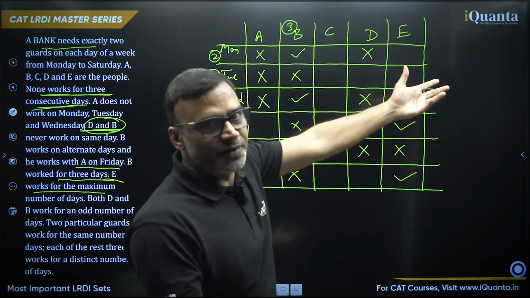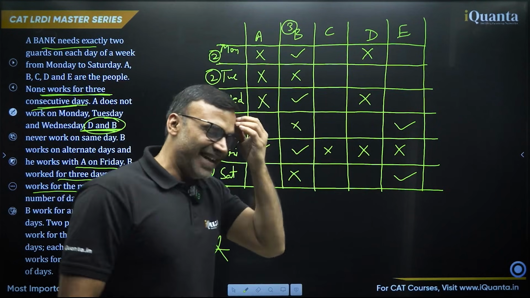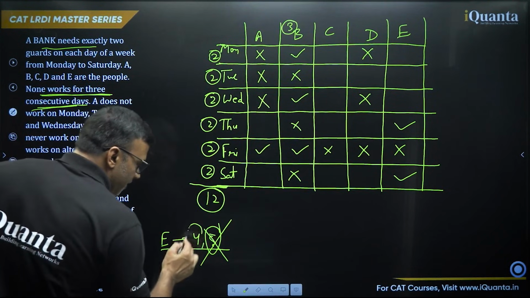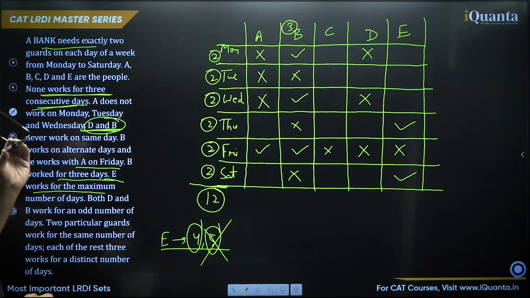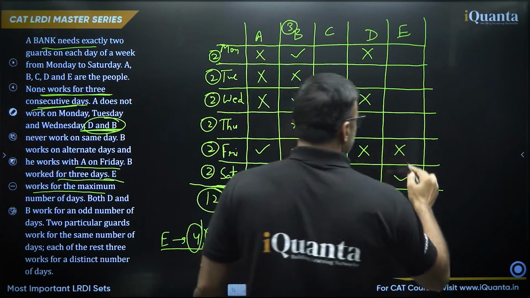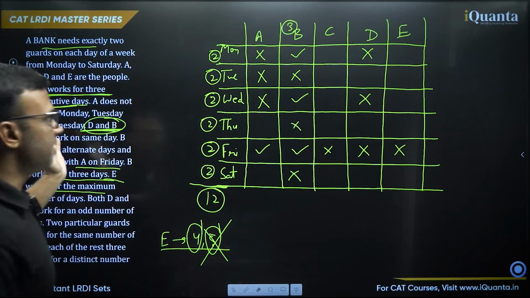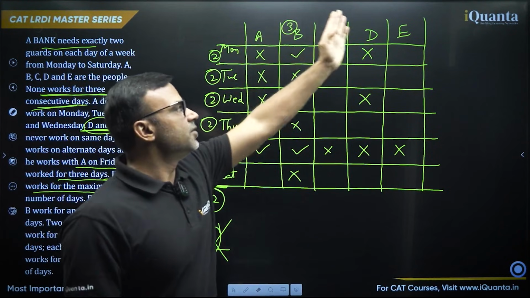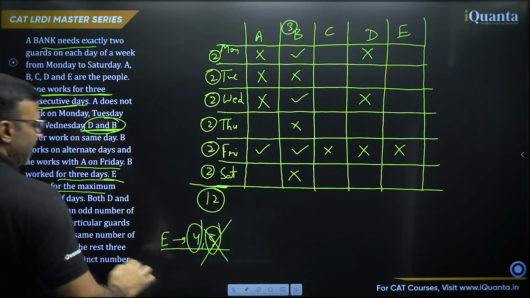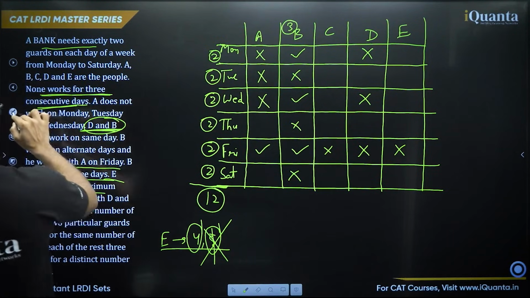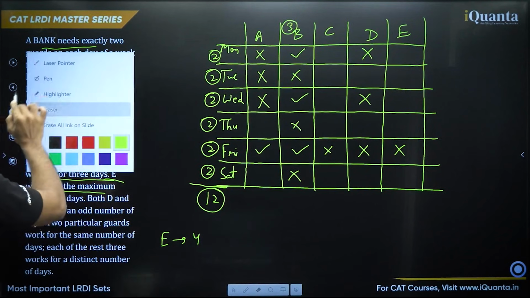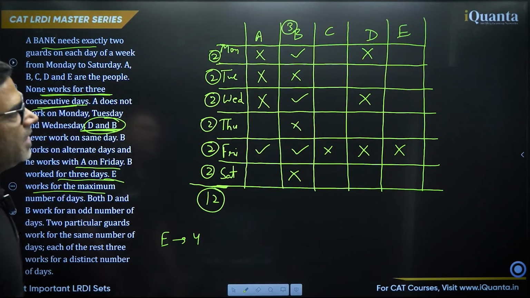See, E has to work for some days, no? E has to work for at least 4 days. So we need to identify which days he has to definitely work. I'll repeat this part, okay? E has to work for the highest number of days as given in the question. B is already working for 3 days. So E has to work either for 4 or for 5 days. 5 is not possible because in that case he will have to work on 3 consecutive days. So I am removing 5. Now we are checking how it is possible for E to work on 4 days, right?